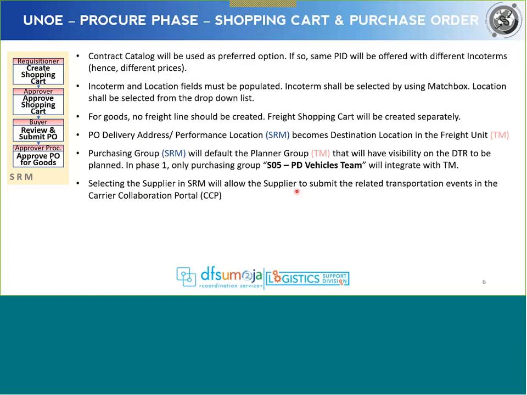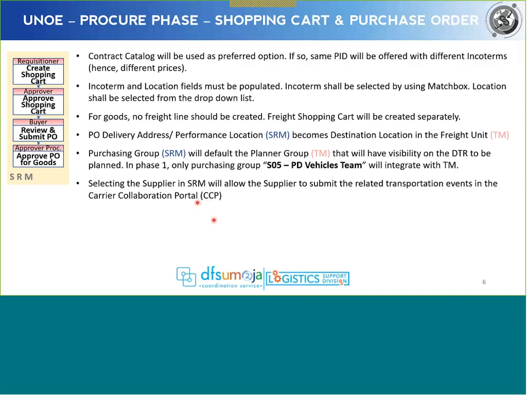Selecting it in SRM will allow the supplier to submit the related transportation events in the carrier collaboration portal. So again, selecting the correct supplier, which of course will come directly from the contract if we're adding the product IDs from the contract, will allow this supplier to be able to submit events in CCP. Now, I'm not sure you're familiar with what CCP is, but to define it simply, it's a system that will allow the vendors to submit events. So in a way, also track the transportation, whether the loading has begun, whether the loading has ended, whether the plane has landed or has taken off.